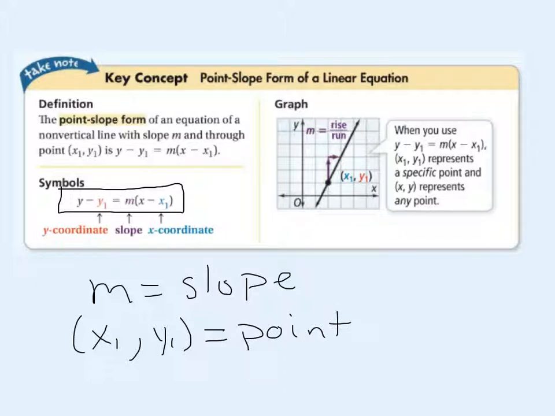So if I were going to be using the point-slope form, I would first plot the point and then use my slope for my rise over run. Again, a point and a slope, I would use point-slope form.